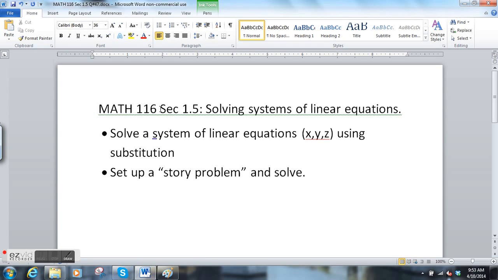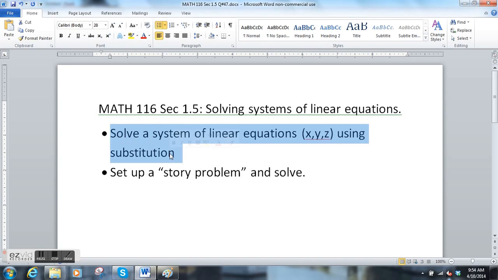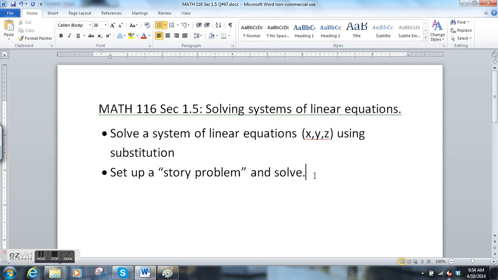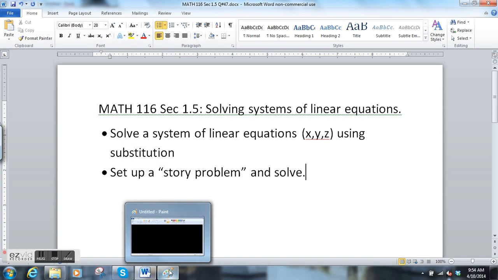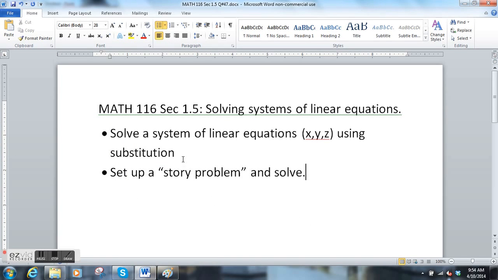So this is Math 116, section 1.5, solving a system of linear equations. There's essentially two things that I want you to be able to do from this section. The first one is to be able to solve a system of linear equations, and by that I mean an x, y, z kind of stacking of equations, and then set up a story problem and solve it. So for the first one, I'm going to work out a problem that solves a system of linear equations using substitution, as opposed to using a graph.